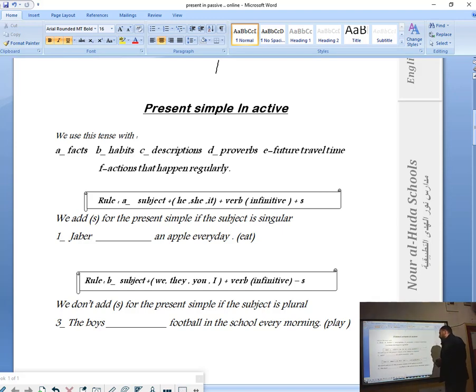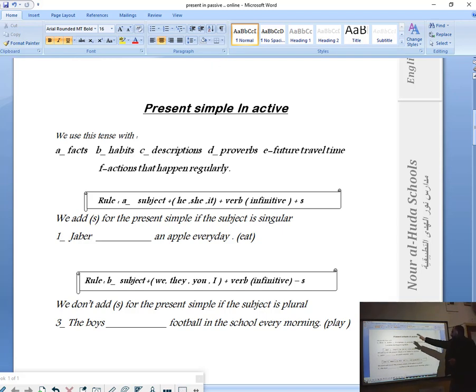The third one is proverbs. Proverbs means in Arabic al-amthal. For example, I say, an apple a day keeps the doctor away. Future travel time, we always use present simple for future travel time, just like the train arrives at 7 o'clock. The last one, actions that happen regularly. Everything that happens regularly and is repeated in a regular way, we call it present simple, or we should use the present simple.